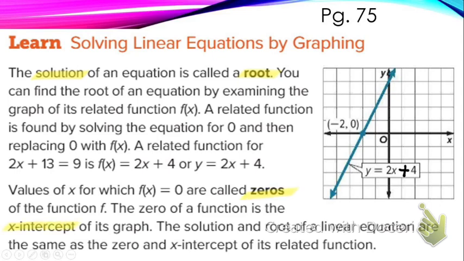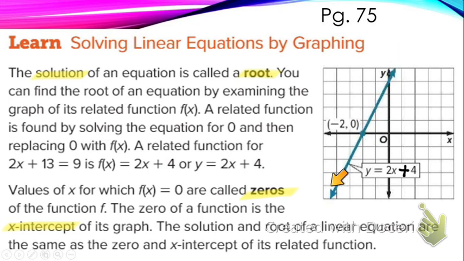I want you to highlight or circle these 4 words on page 75 because these 4 words are synonyms. They're synonyms for each other and they can be used interchangeably. So you have to know that if it's asking you for the solution, that's the same thing as your x-intercept. So when I'm looking at this graph, the solution is the x-intercept.